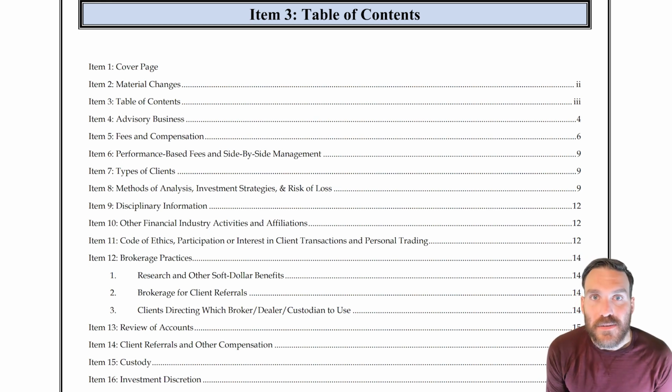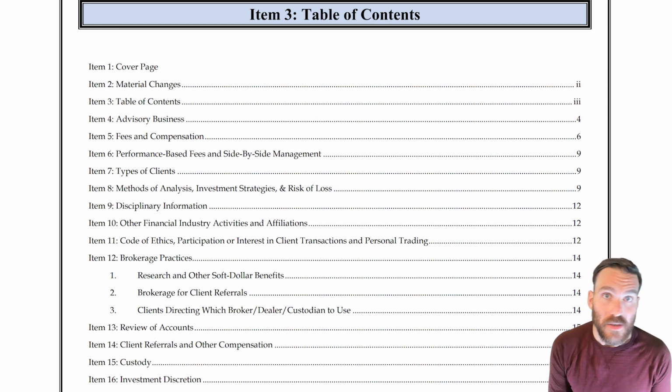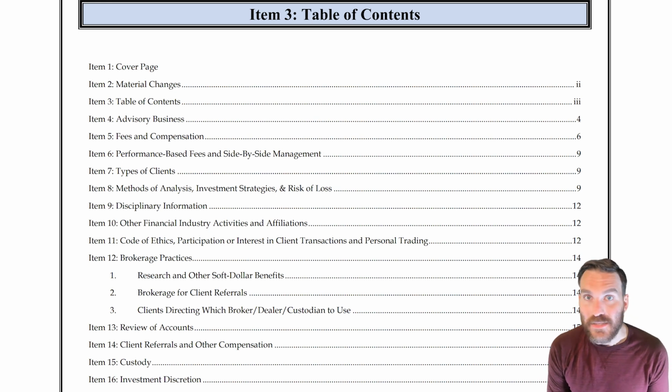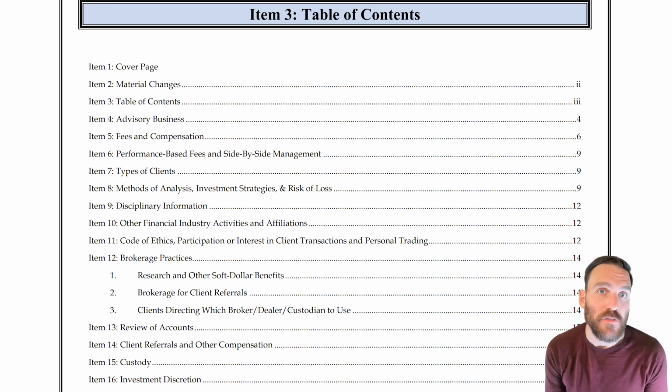The advisory business, like, what does this investment advisor do? Fees and compensation. We talked a lot about that in the previous video on Achievable. Performance-based fees, types of clients, methods of analysis, disciplinary information. And as you go down the line, you'll see this is pretty much everything we've covered in this Achievable chapter.